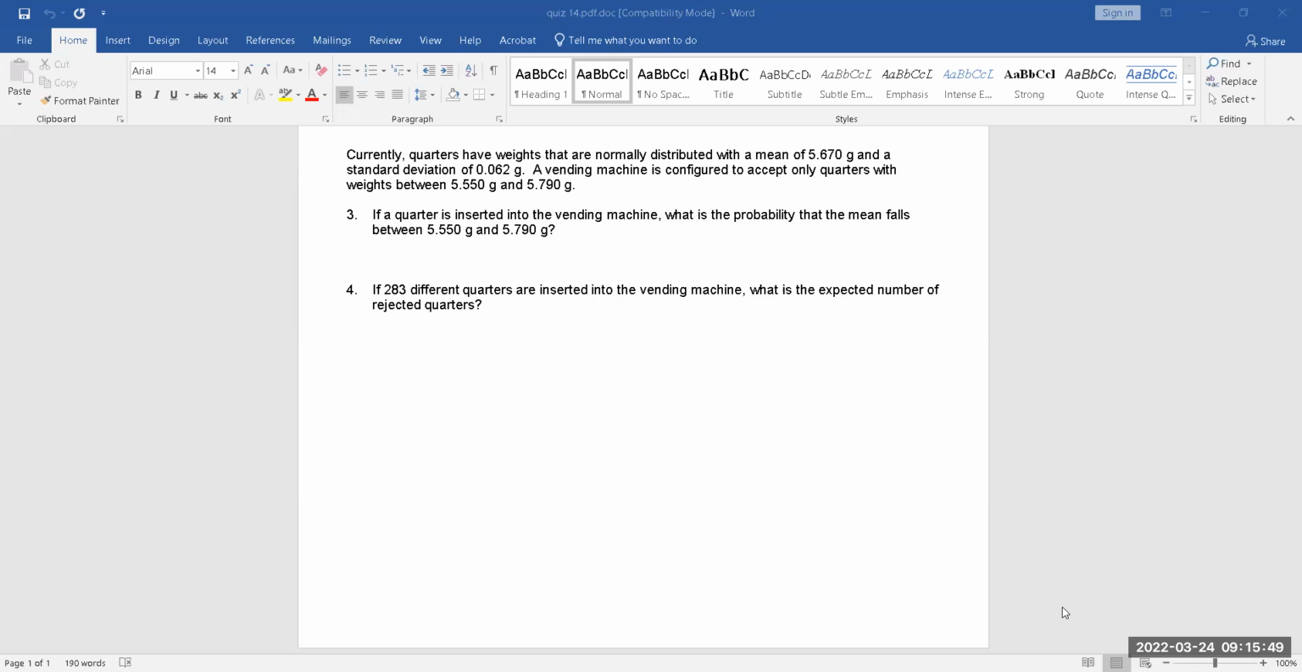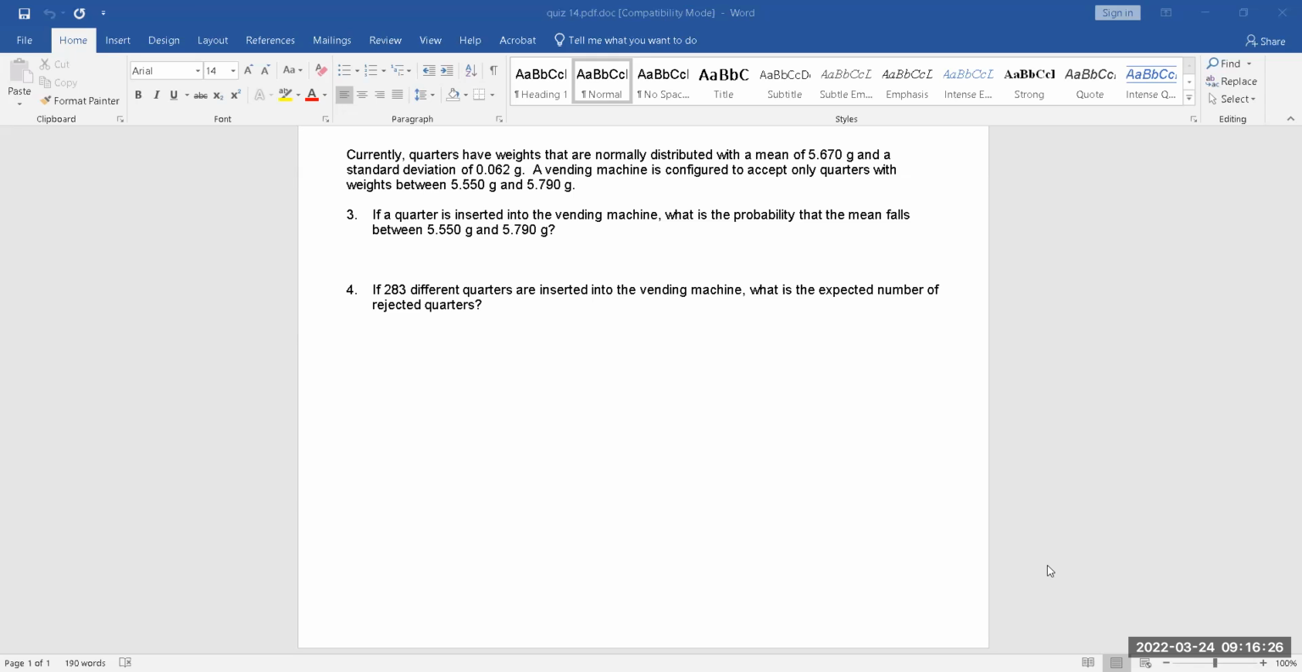So what would be the N? We don't have an N. Of course, first of all, a quarter. So the first question is 1. I just said a quarter is inserted. And then the second one, I'm saying 283 different quarters. So I think it's safe to say the N is probably 283.